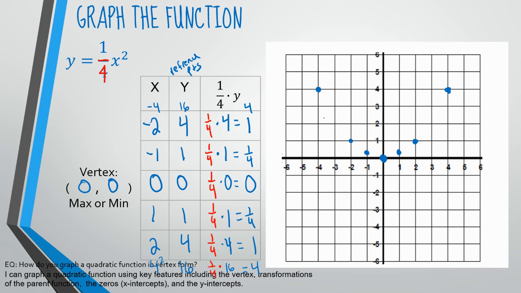Not really necessary to do those points because you kind of have an idea of it, but it's kind of nice to have a little bit more. So you can see that it is going to be a parabola that is a little bit fatter than normal. Just make it bigger. Okay. So that is what happens to your graph if you multiply it by a quarter. It's going to shrink your graph.